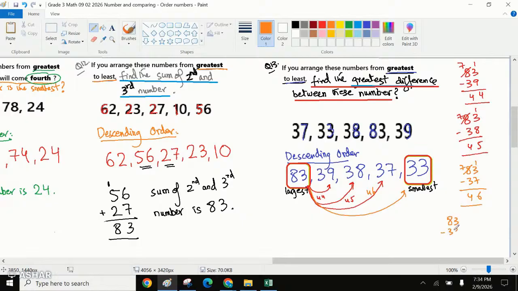83 minus 33. This is 0 and 5. That means this has a difference of 50. Right? So we do not have to find the differences between the middle numbers. Okay?